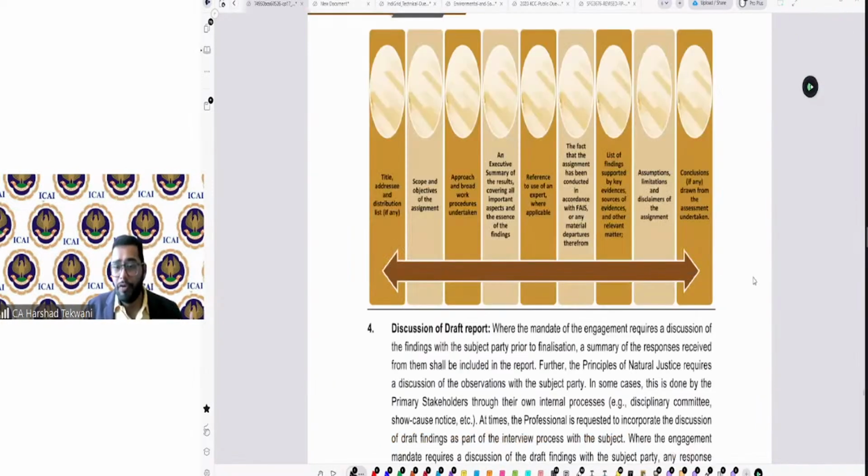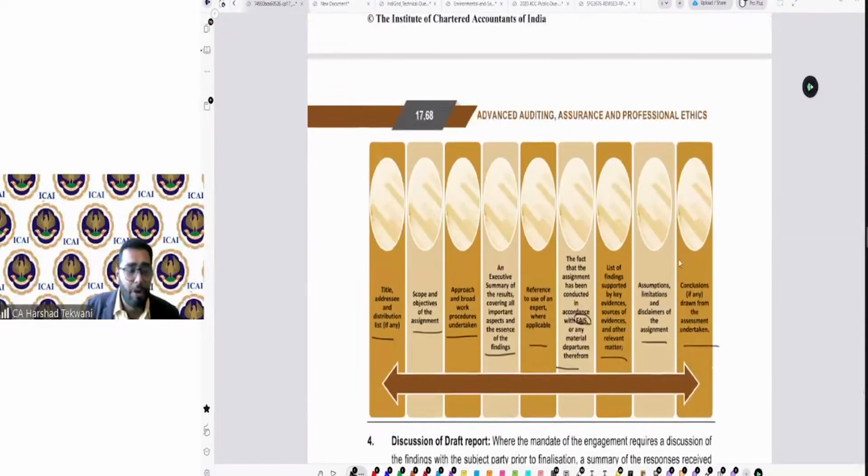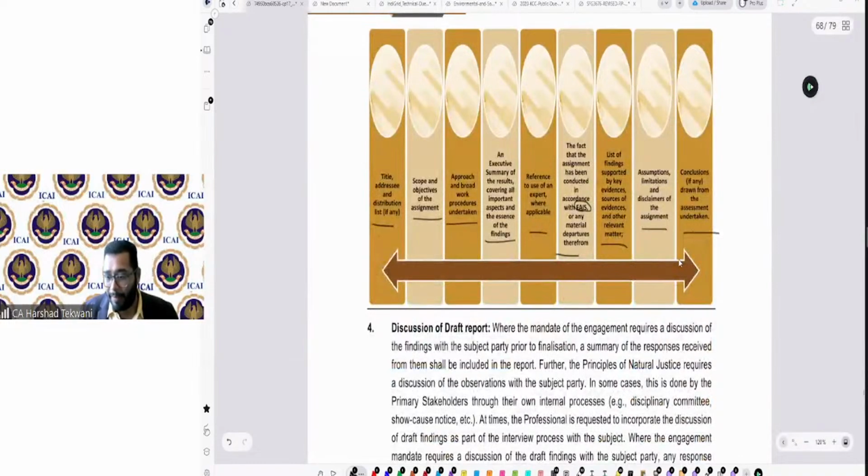So there is a basic format for the forensic accounting report, which is: title and addressee, scope and objective of the assignment, approach and broad work undertaken in the assignment, and executive summary, which is necessary. What does executive summary mean? A summary of whatever you have done, whatever identified, and whatever conclusion it is. Reference of any expert that is used. Fact that the assignment has been conducted in accordance with FAIS. That is very important. We will look into those standards now. List of findings, assumptions if any taken, and the conclusion at the end of the report. That is how the report is required to be drafted in case of a forensic accounting assignment.